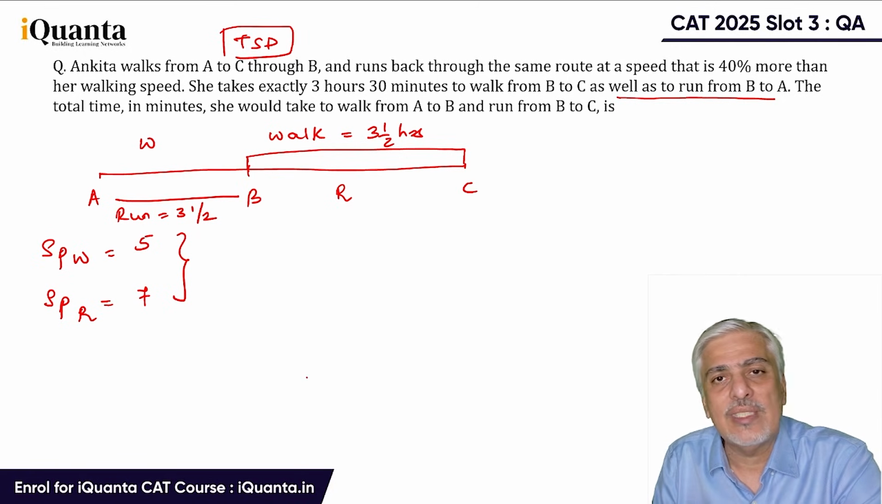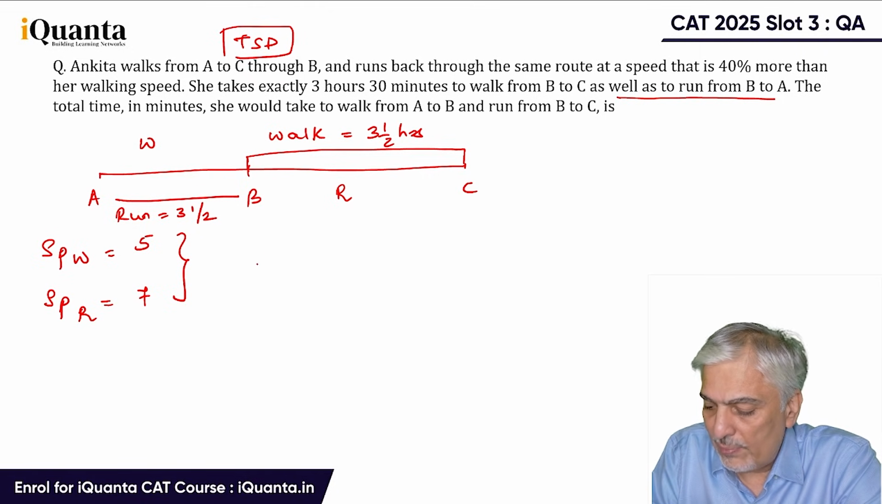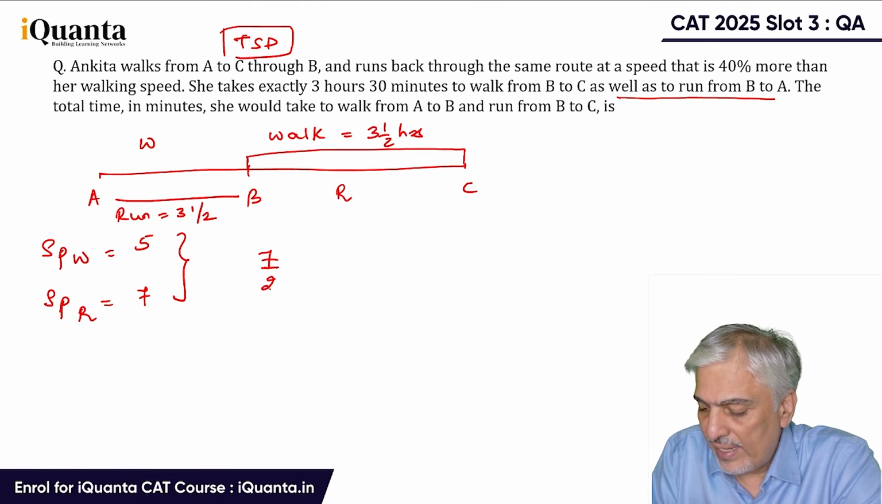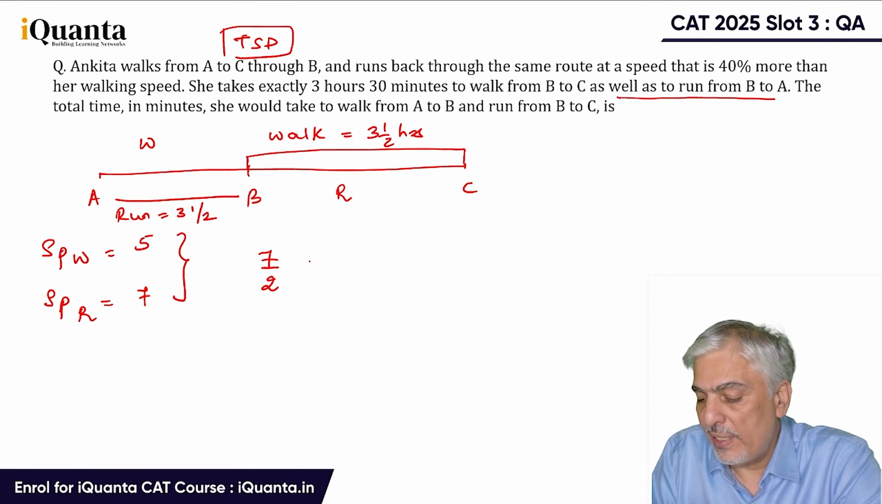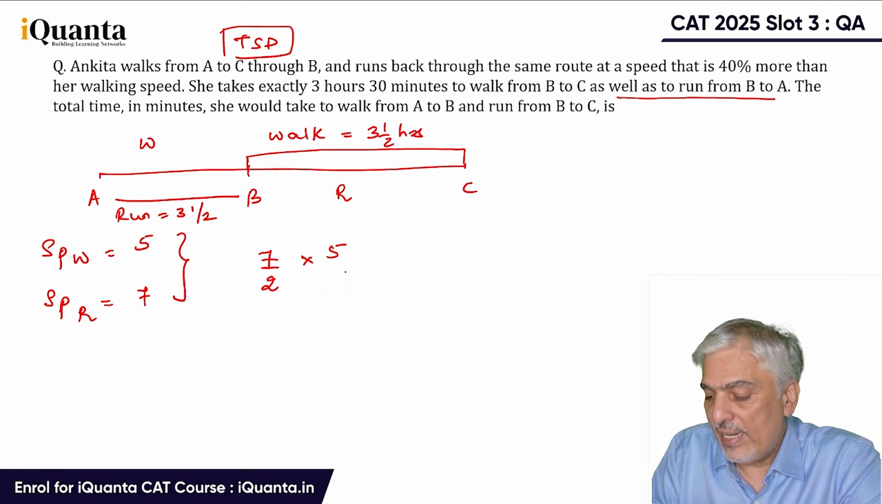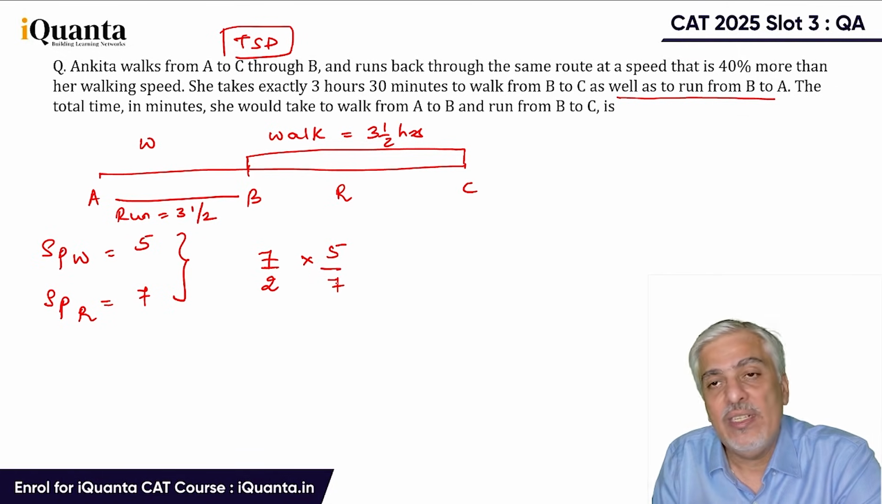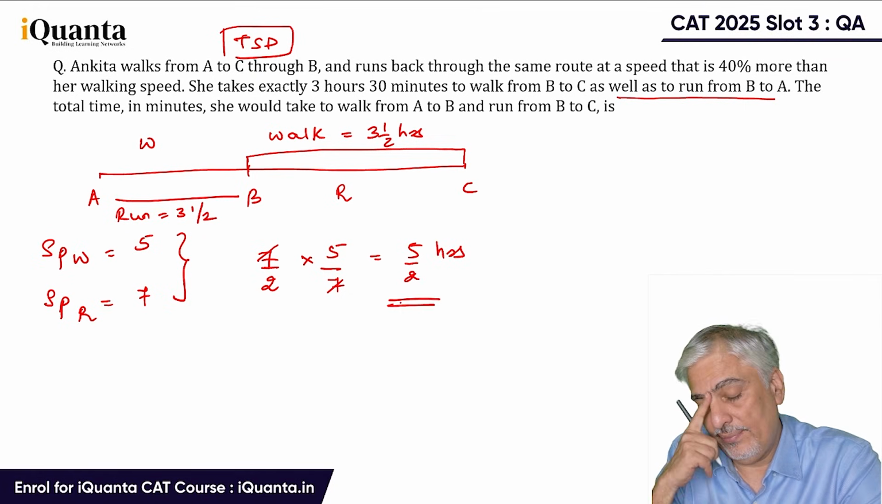3.5, I'm going to use as 7/2 hours. So in this 7/2 hours, at a speed of 5, she's walking, so she covers so much distance, so this becomes distance. If I divide that by 7, it will become 5/2 hours. That is the time taken to run.